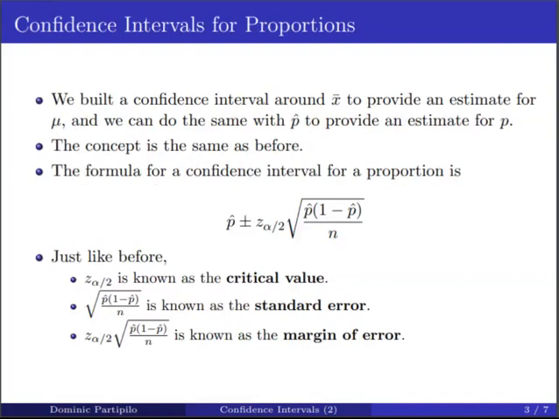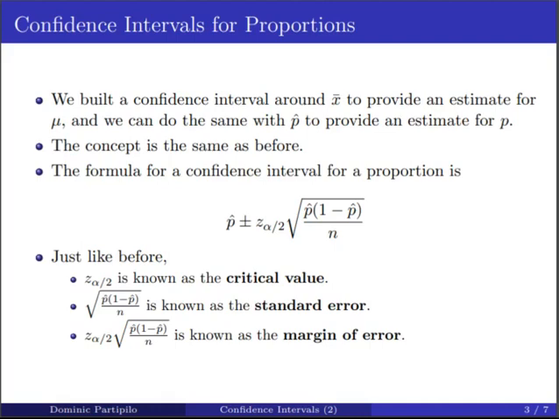So now we can extend this same idea to proportions. So we built a confidence interval around x bar to provide an estimate for mu, and we could do the same thing with p hat to provide an estimate for p, the population proportion. The concept is the exact same as before, except now we're just going to have a different formula.